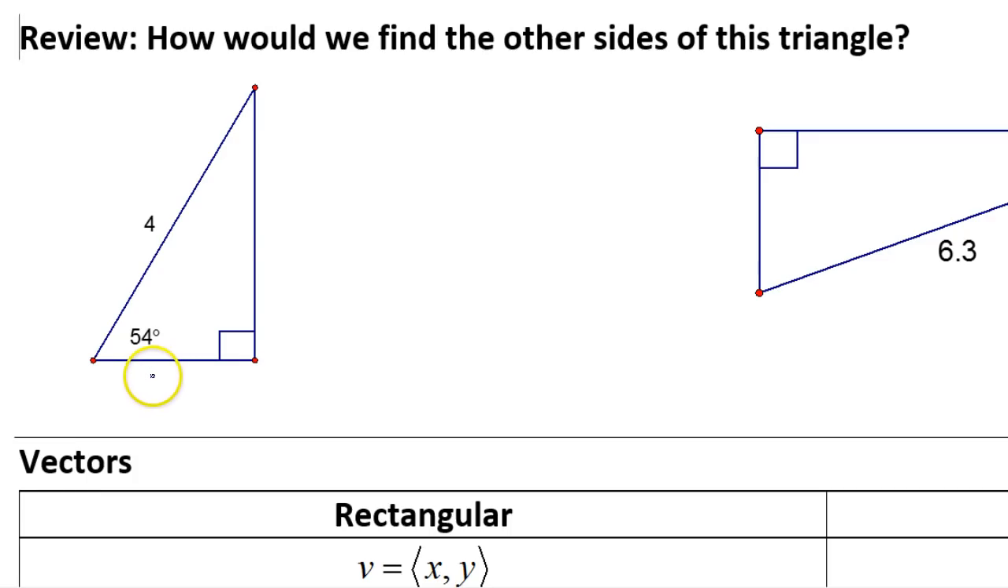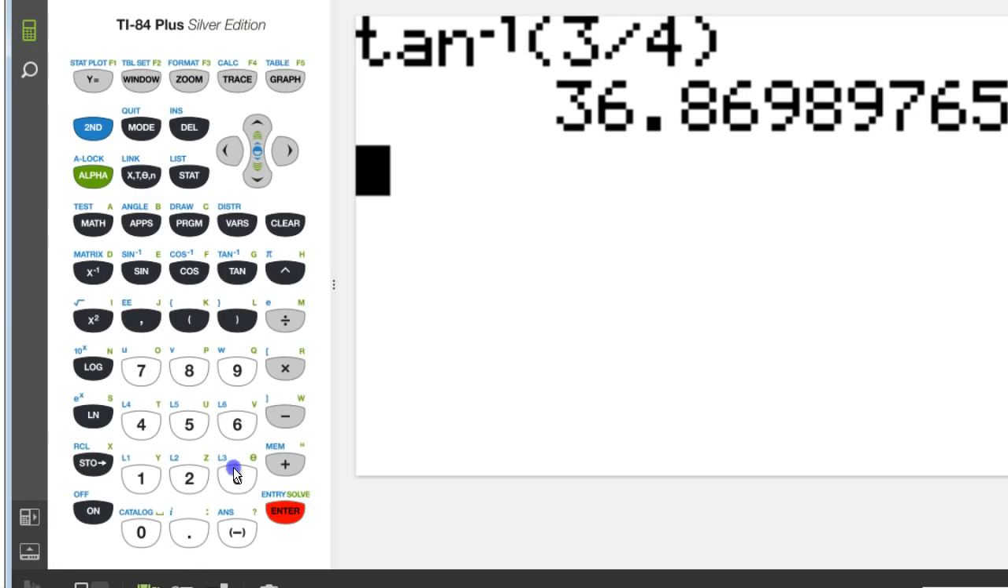How would we find this missing side of the triangle right here? Well, from the perspective of the 54 degrees, the x is the adjacent side, while the 4 is the hypotenuse. Adjacent, hypotenuse. That's the cosine function. So I could say cosine of 54 is equal to adjacent over hypotenuse. Multiplying both sides by 4 gives me 4 cosine 54 is equal to x. And then I could just put that in my calculator.